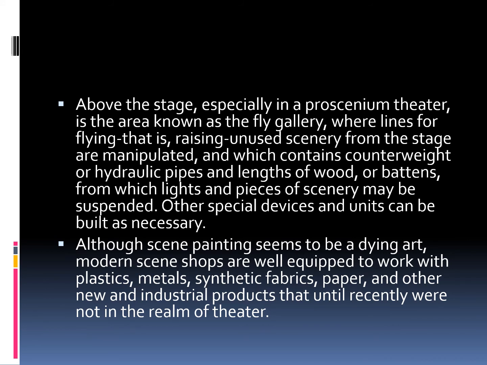Above the stage, especially in a proscenium theater, is the area known as the fly gallery, where lines for flying, that is, raising unused scenery from the stage, are manipulated, and which contains counterweight or hydraulic pipes and lengths of wood or battens from which lights and pieces of scenery may be suspended. Other special devices and units can be built as necessary.